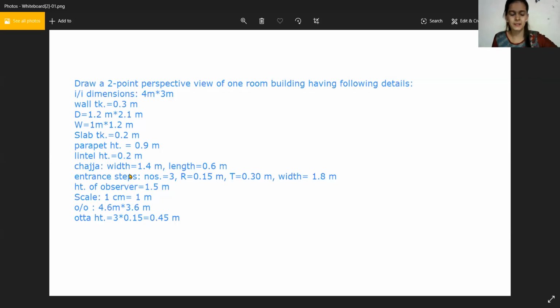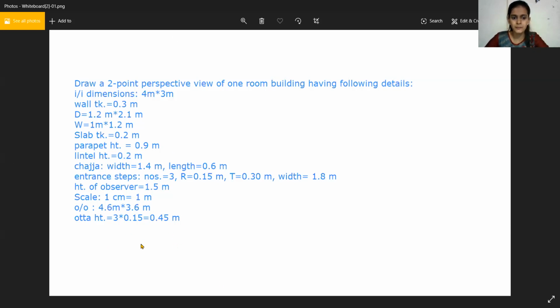And for the entrance steps, there are 3 entrance steps, and the riser, tread, and width are also given. Other than this, for the height of observer and scale, we have considered 1 centimeter equals 1 meter. You can also consider 1 centimeter equals 0.5 meter for the same example, because if we use 1 centimeter equals 1 meter, there are so many congested lines because there are lots of projections, especially in the entrance steps. That's why.